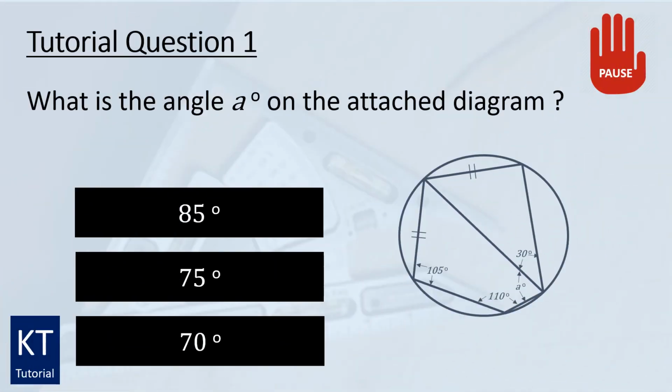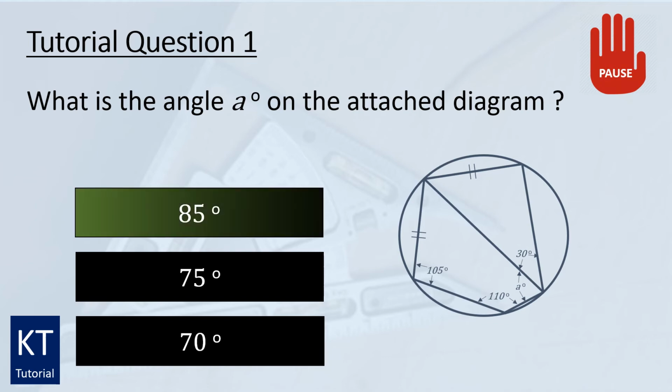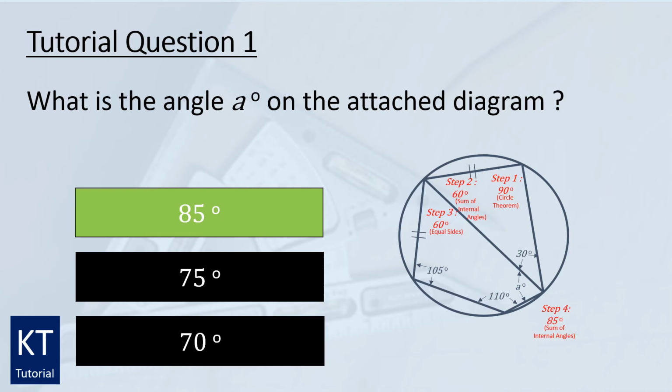Let's now get on board tutorial question 1, so do press the pause button if you need more time. What is the angle of A on the attached diagram? The answer is 85 degrees, and here's how we get to it.